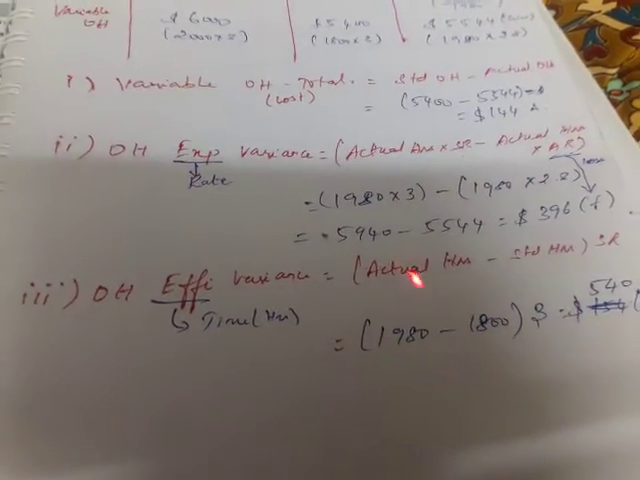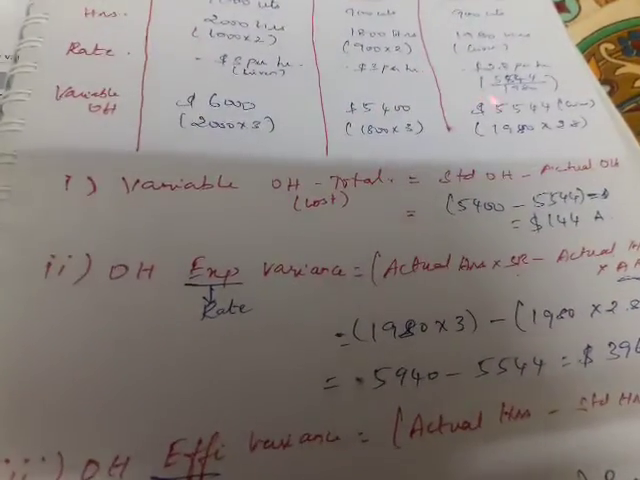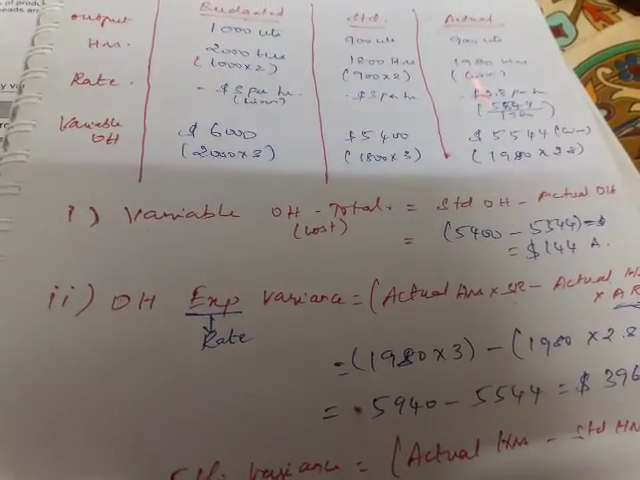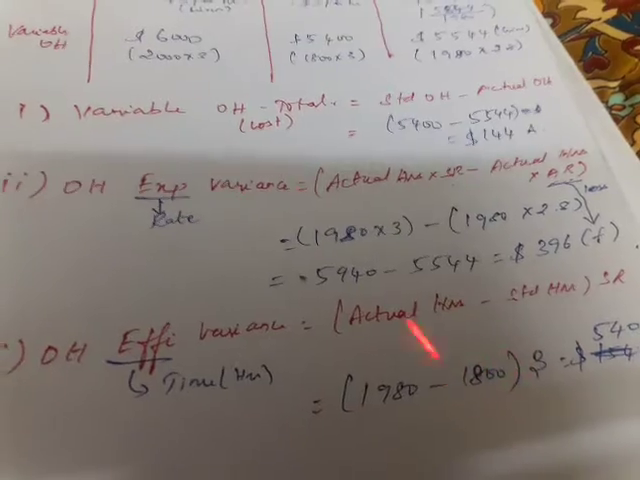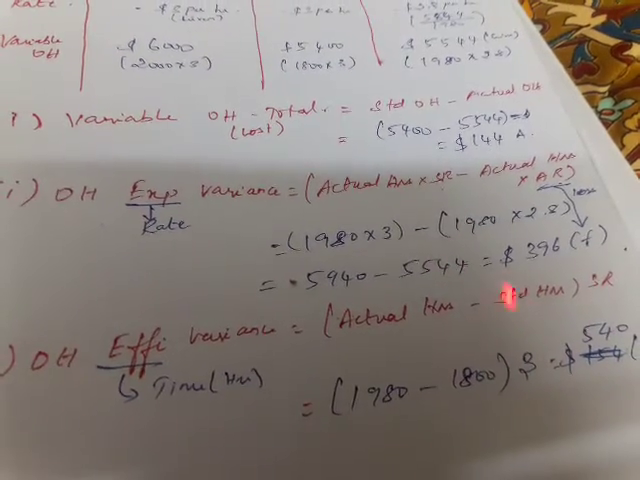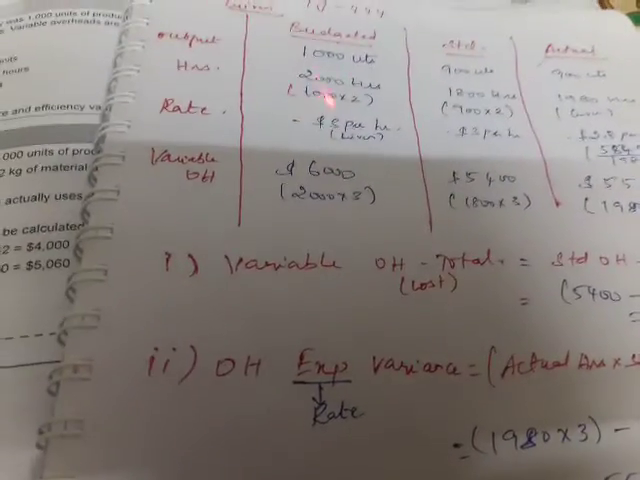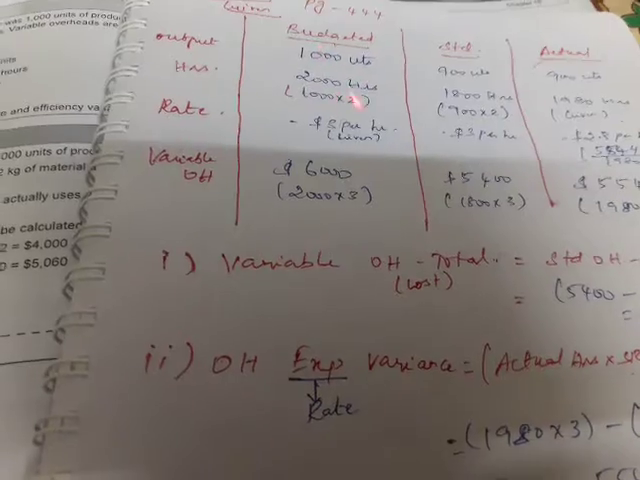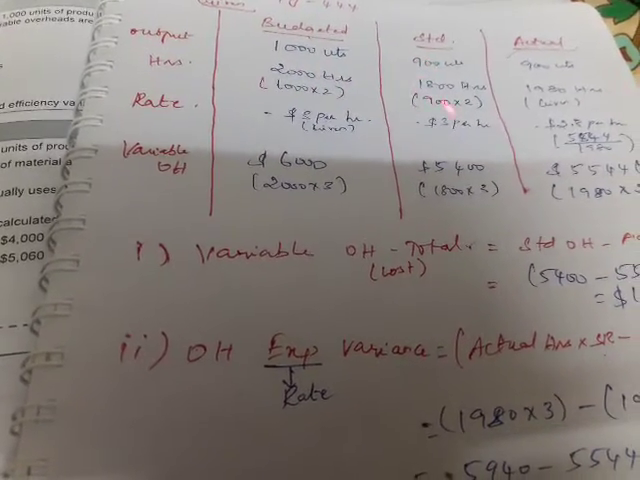Okay. So what is the actual hours? As usual, go and check. 1980 hours here minus standard hours 1800. It is given. So into rate is 540. Here you should not confuse. Standard hours means you should not go and take 2000. 2000 is the budgeted hours. It is for 1000 units. For 900 units, how many hours? 1800. So you are doing this.